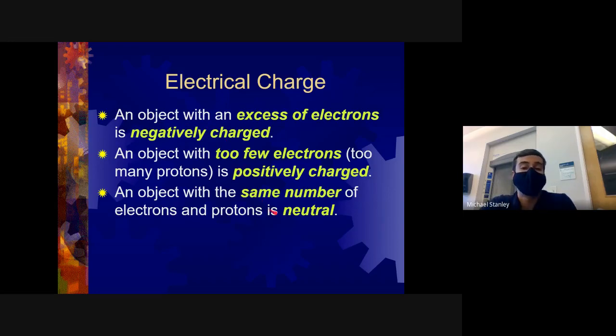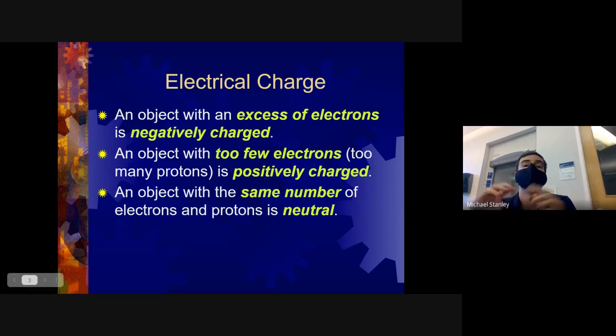Or if that balanced neutral atom loses a lot of electrons, if it gives away a lot of its electrons, before it was balanced with the positives and the negatives. But if our positives stay the same and the negatives go way down, we end up with an overall positive charge.